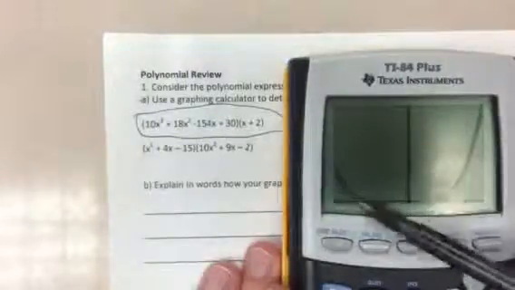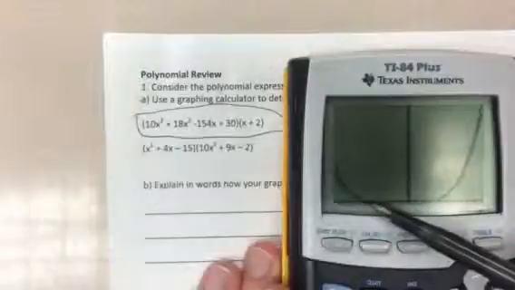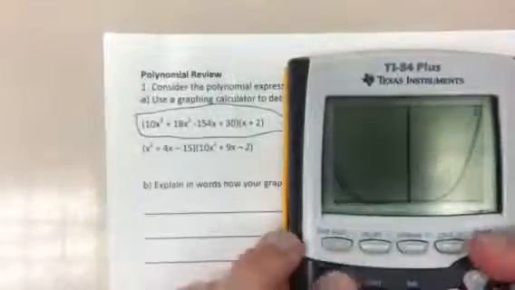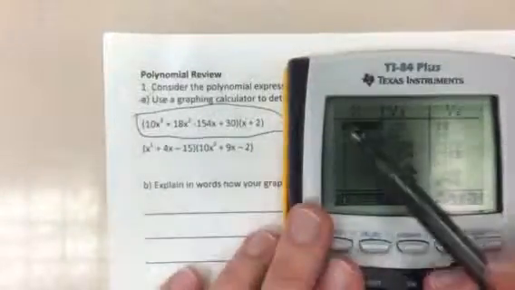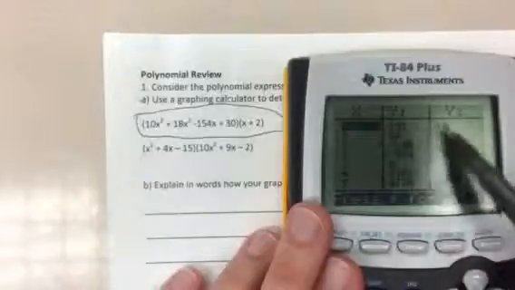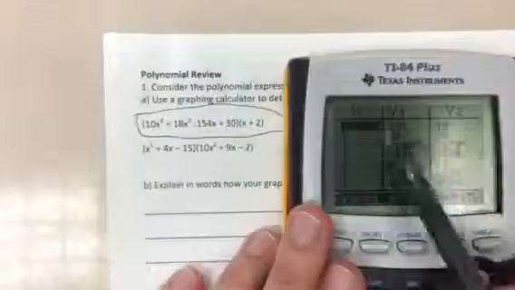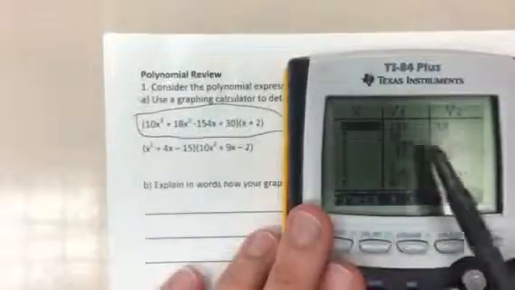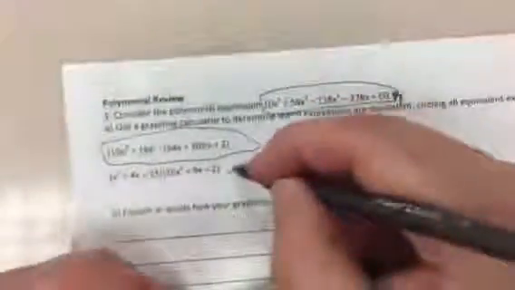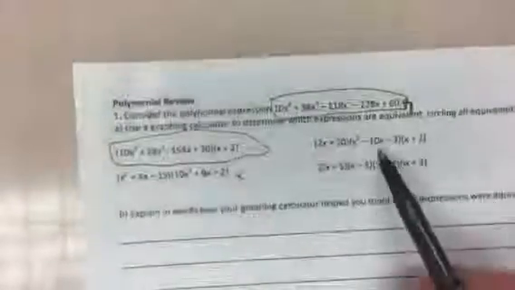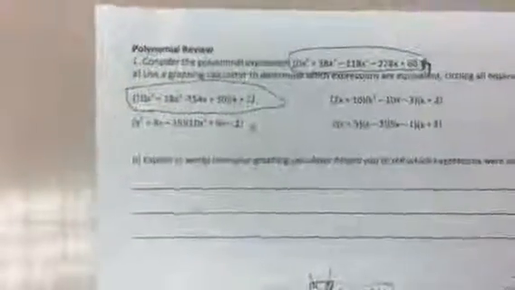And if they're not exactly matches, they are not equivalent expressions. Equivalent means for every input, you get the exact same output. Not sometimes, not close, but every input you get the exact same output. So this is not an equivalent expression. So you do these other two. And explain in words how your graphing calculator helped you. That's your job to do. I pretty much explained it. You write it in words.